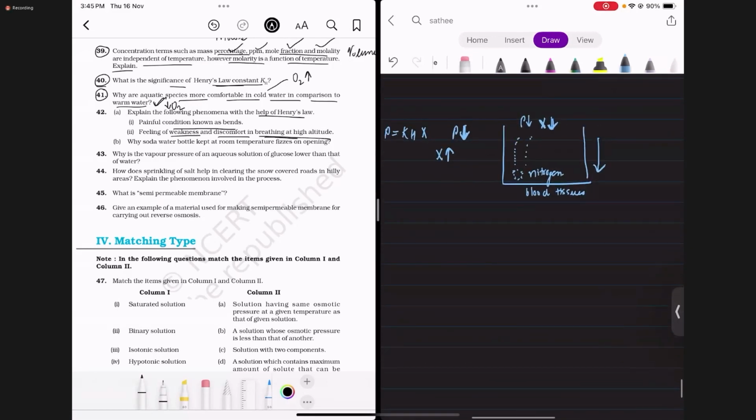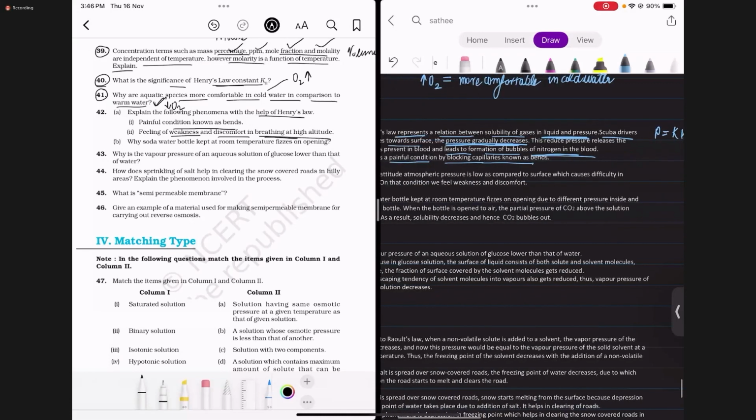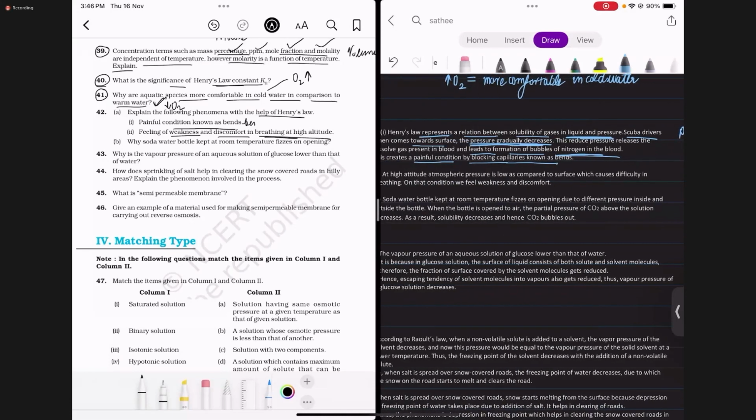यानी कि because of going to greater depths and increase in pressure, nitrogen entered in the blood and it got dissolved. But when we come on the surface, then pressure drops all of a sudden, and this drop in pressure causes the decrease in solubility of nitrogen, and nitrogen tries to escape as bubbles and blocks capillaries. And because of this blocking of capillaries, it results in a painful condition which is known as bends. तो ये रीजन होता है हमारा bends का.